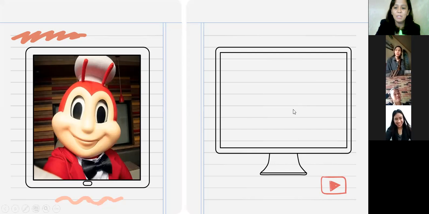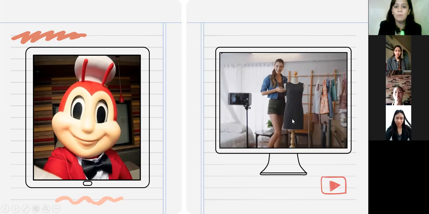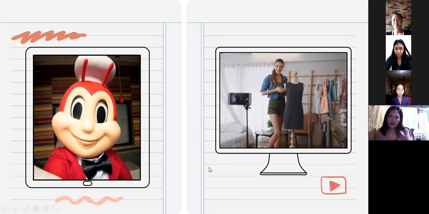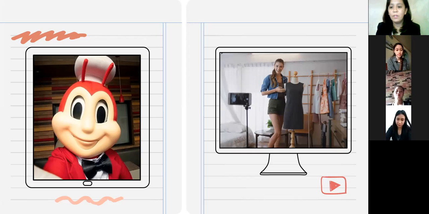Okay, let's proceed to the next picture. So that is a woman, I guess, doing online selling with a phone in front of her. She's just showing a dress. Okay, so Rona, can you give me one declarative sentence for this second picture? That dress cost 200 pesos. Okay, that dress cost 200 pesos. Very good.